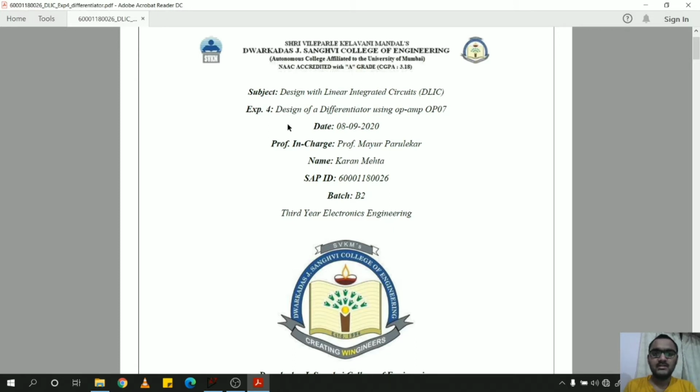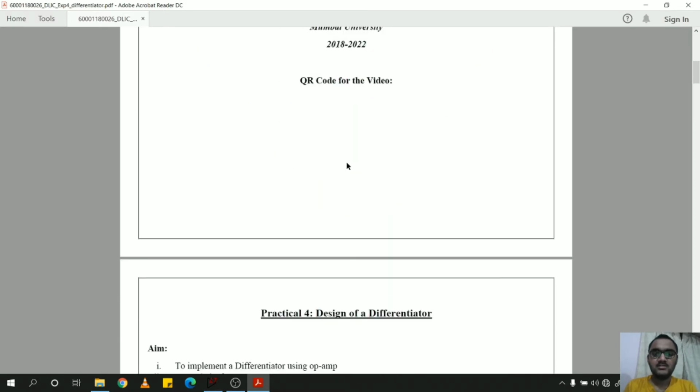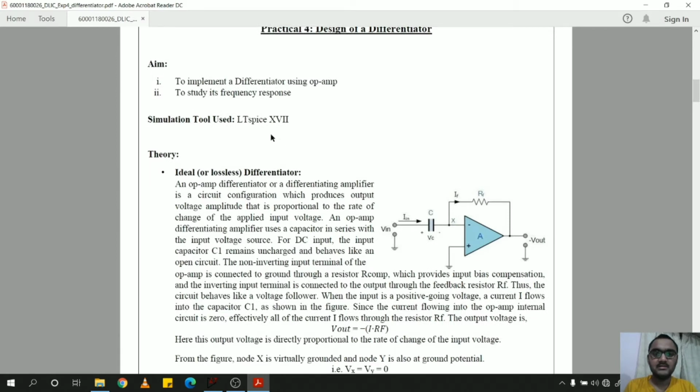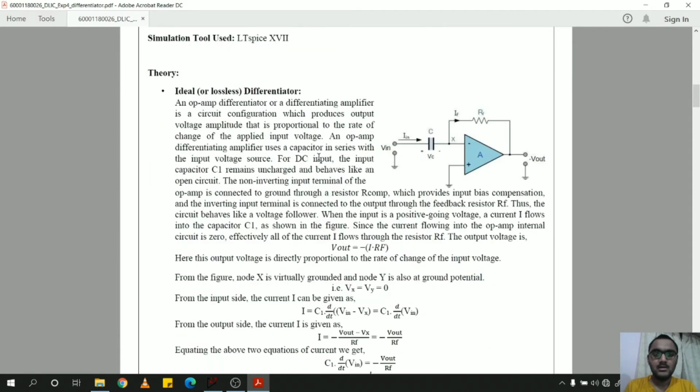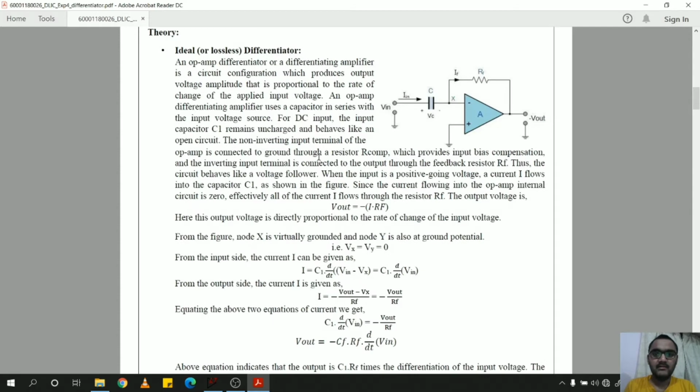Today we are going to discuss the design of a differentiator using OPAMP OP07. The professor in charge for our practical is Professor Mayur Parulekar sir. The software which I am using for my practicals is LTSpice. So now let's discuss the ideal differentiator.